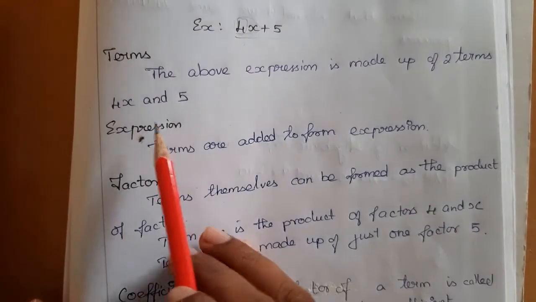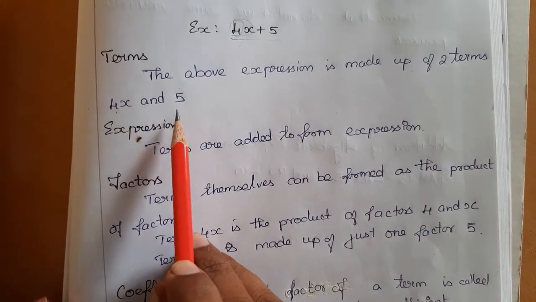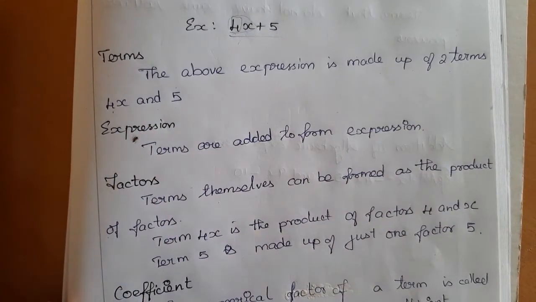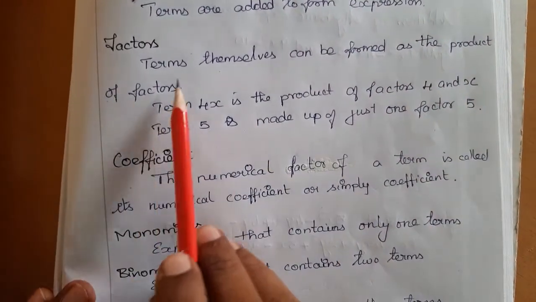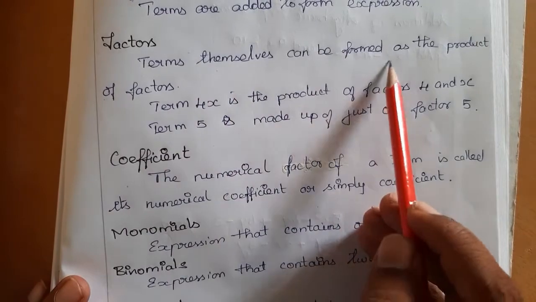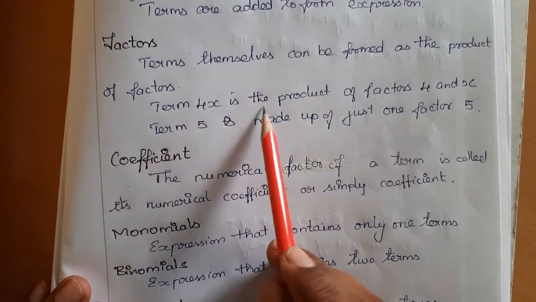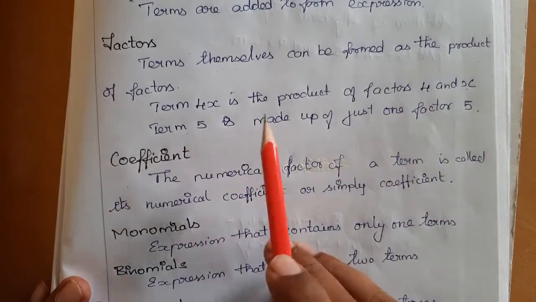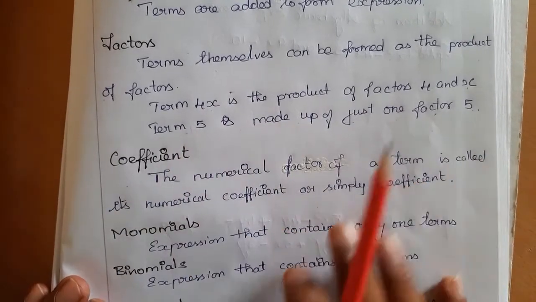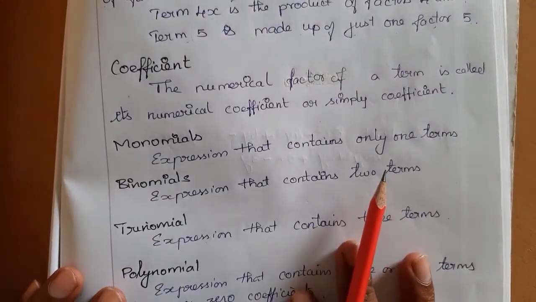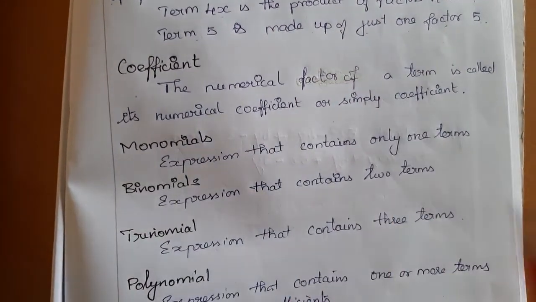So from the above, the expression is made up of two terms, 4x and 5, and the terms are added to form the expression. The terms themselves can be formed as the product of factors. So in the above example, the term 4x is the product of the factors 4 and x, and the term 5 is made up of just one factor, 5. If it is a negative value also, we have to consider the negative, because we have already seen that terms are added to form the expression. So the negative value will be added.